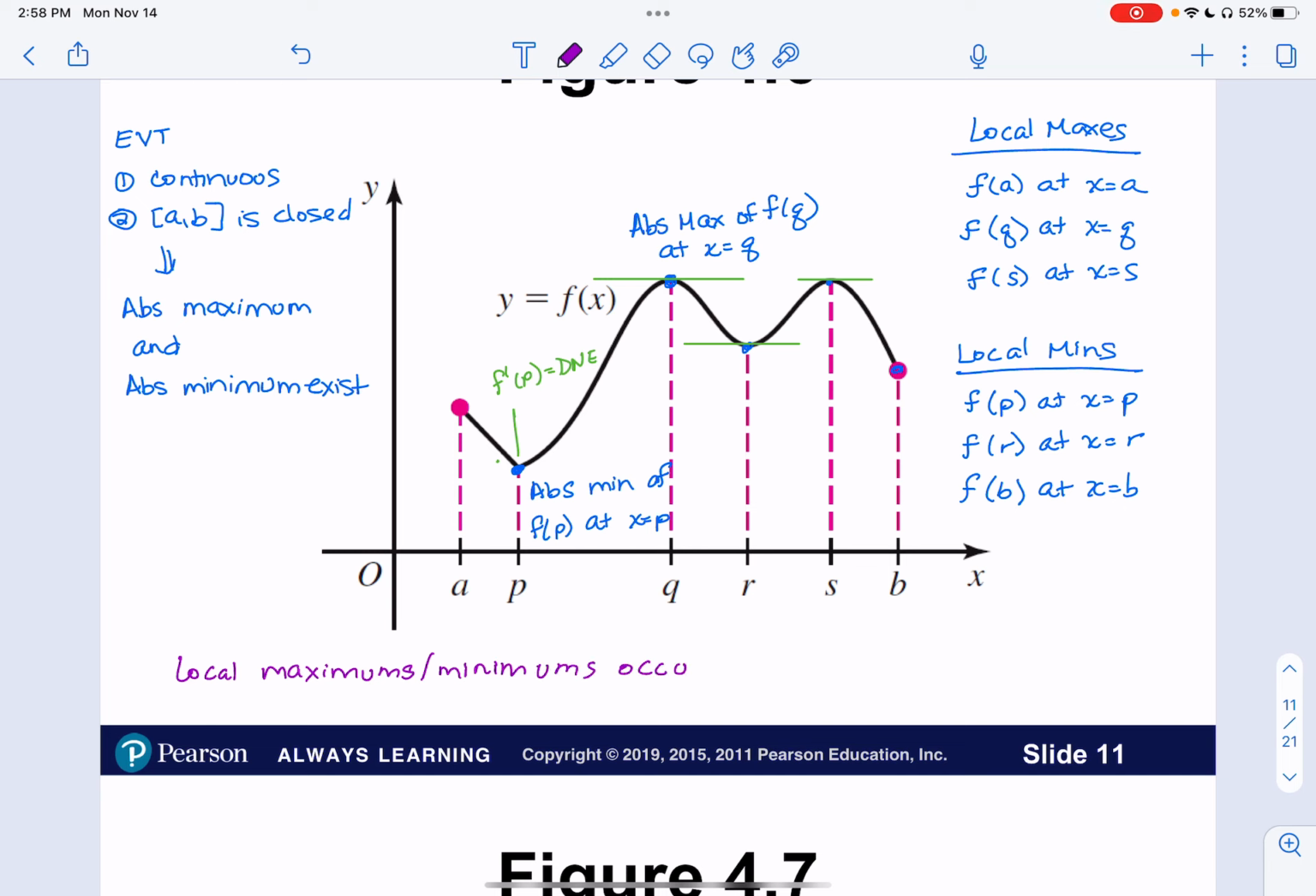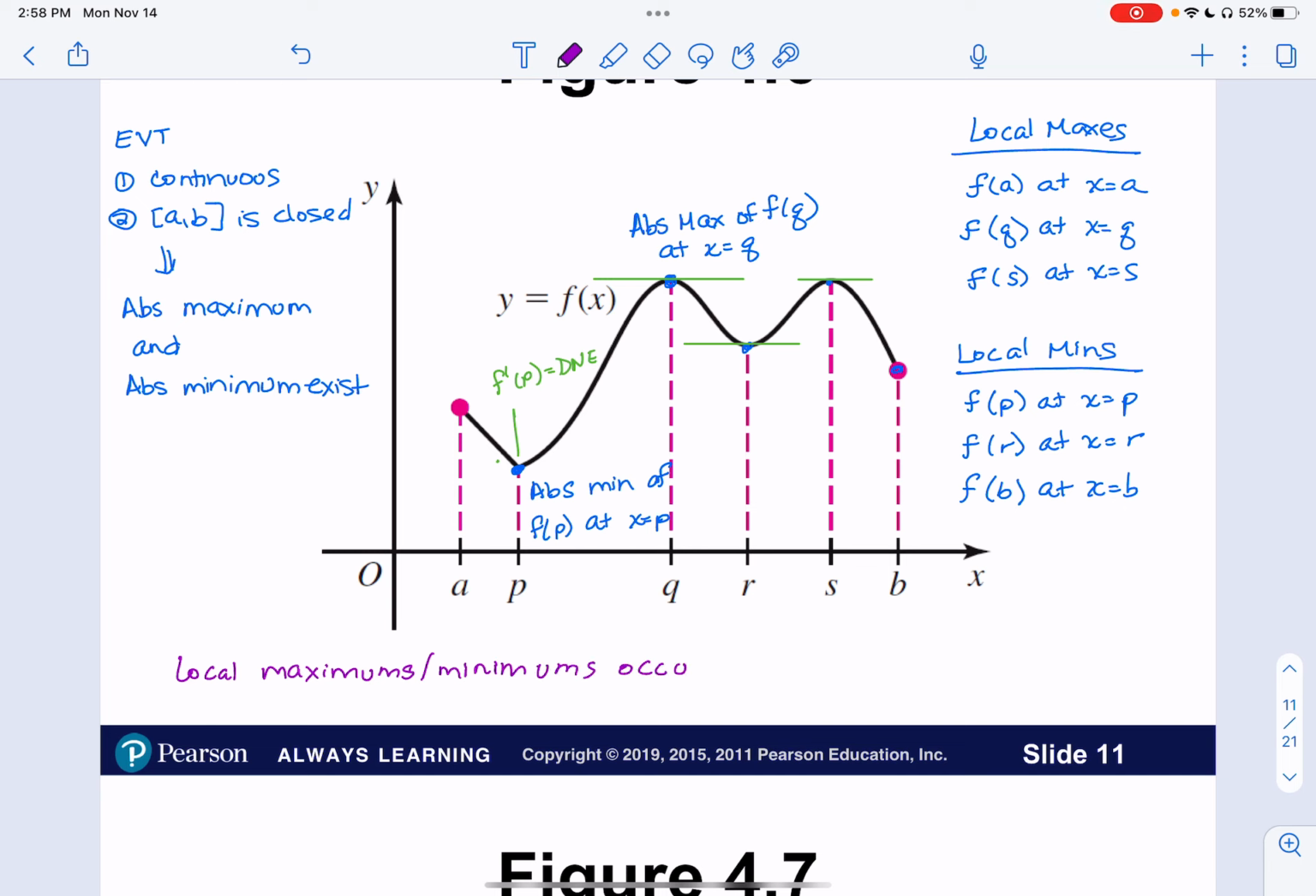All right? So that leads us to our next thing, the local extreme value theorem. If f has a local minimum or local maximum value at c, and f prime of c exists, then f prime, the derivative of f at c, is equal to 0. Okay?